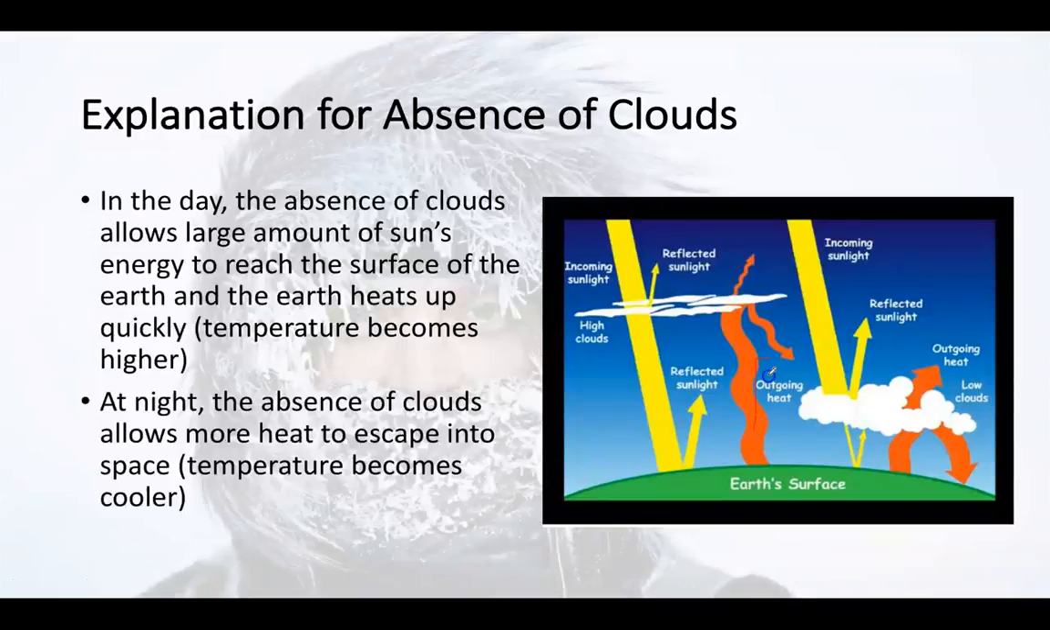Over here, what type of radiation is this? Okay, you're right, this is the long wave radiation. So if there are no clouds over here, the long wave radiation will escape at night time, and the Earth's surface will cool down very quickly.